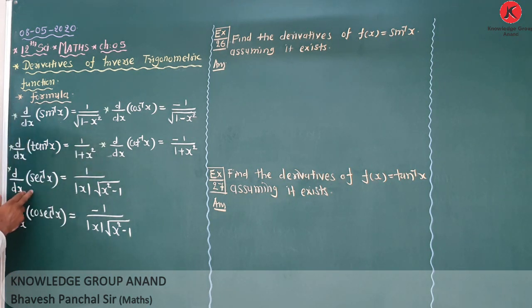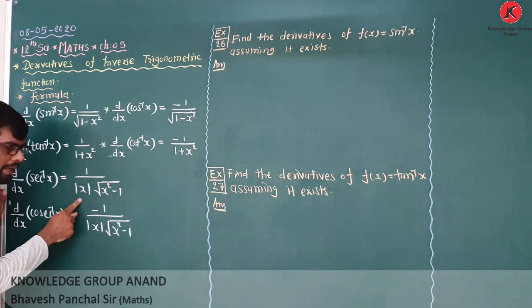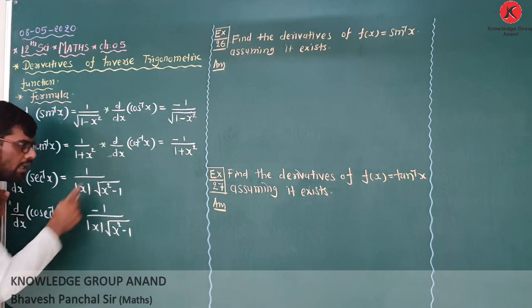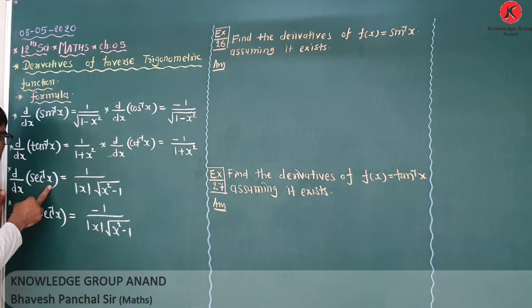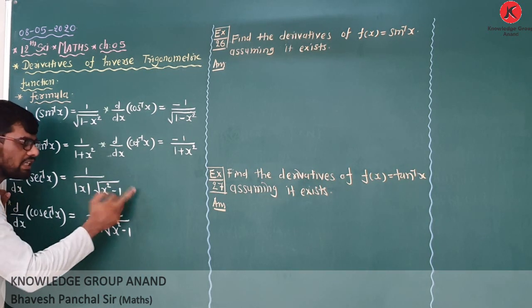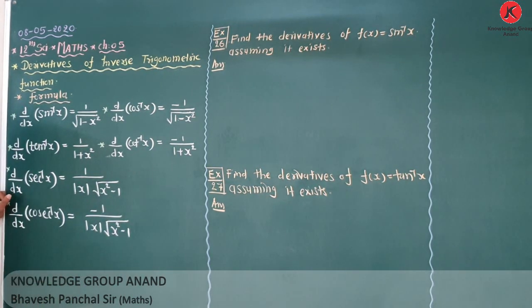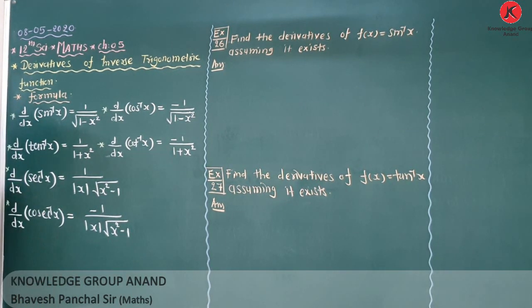Okay, same way, derivative of sec inverse x. There are total two functions. First, the outer function is sec inverse, and then the inner function is x. Then first the derivative of sec inverse, that is 1 upon modulus of x under root x square minus 1, into the derivative of the inner function, that is derivative of x with respect to x, that is 1. Okay, that's why these all 6 formulas.